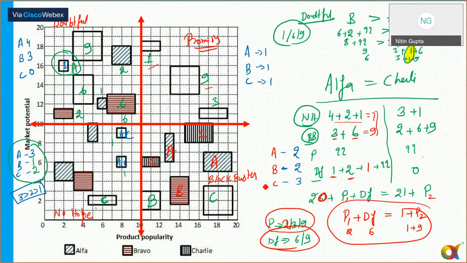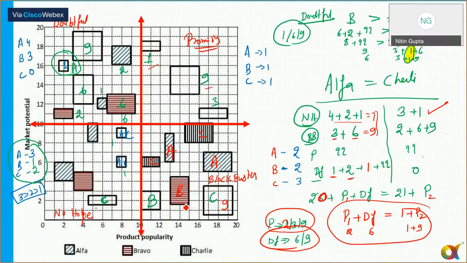So this is 339. This is 9. Charlie here. So 20 plus P1 plus diff. Okay, let me see the value of Charlie. Maybe I have written it somewhere wrong. In the no hope category, there are only 2 companies that are Charlie. So one of the companies has an area of 3, one has an area of 1. So 3 plus 1, that's right.